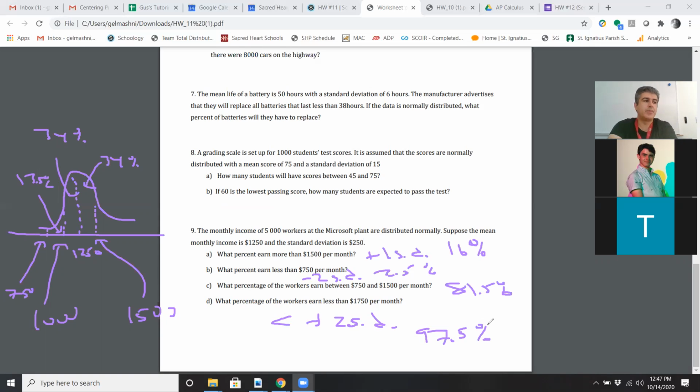So hopefully this drilling kind of helps. Makes you feel a little more comfortable with standard deviation. Any questions about that?